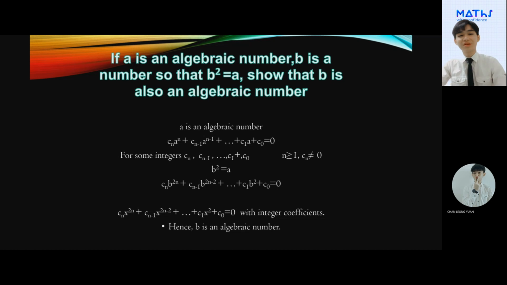Here is the proof. According to the question, a is an algebraic number, so it can be written as a polynomial equation. Also, b squared equals a. We plug b squared into the equation. As a result, b is an algebraic number since the algebraic equation is Cn b to the power 2n plus Cn minus 1 b to the power 2n minus 2 and so on equals 0 with integer coefficients.